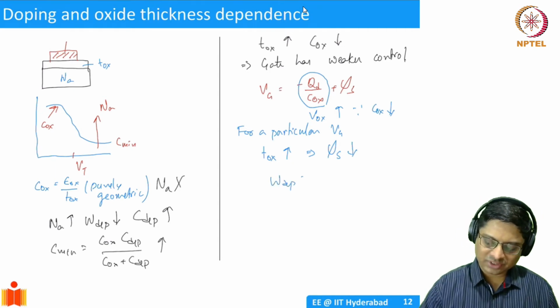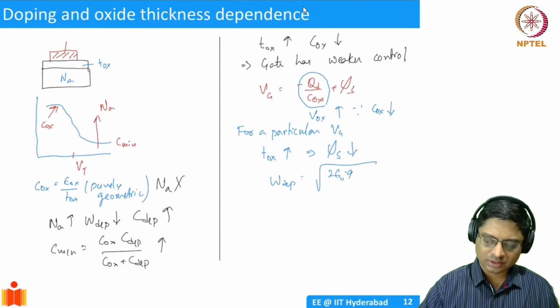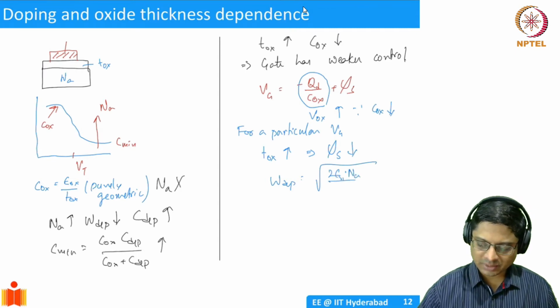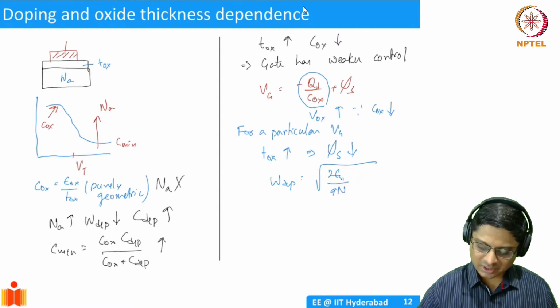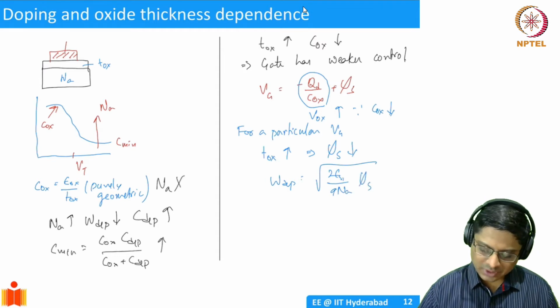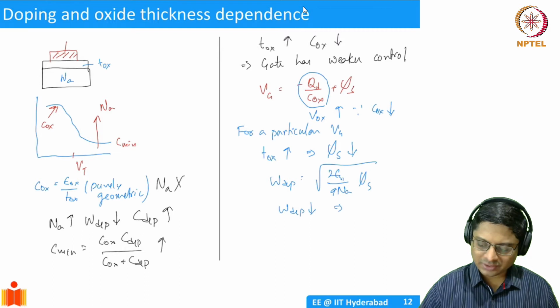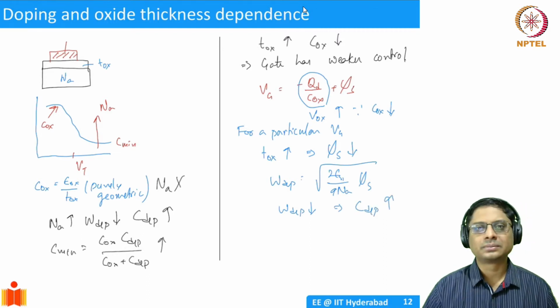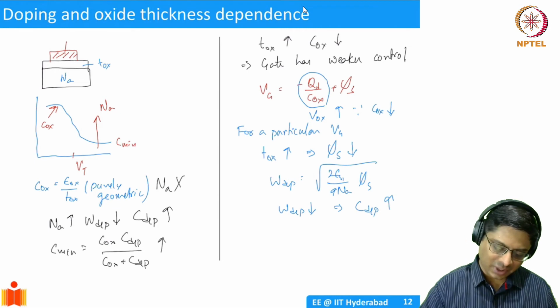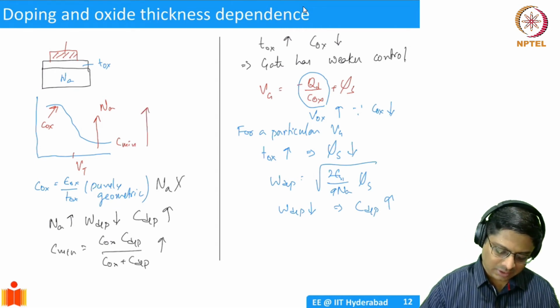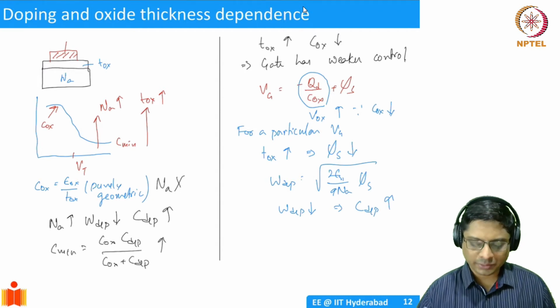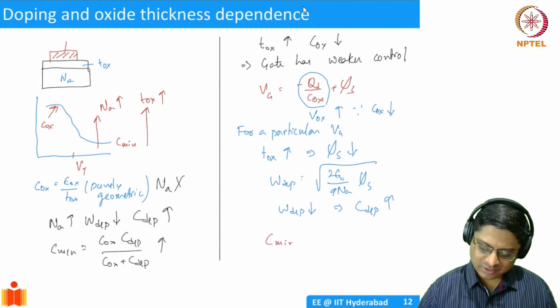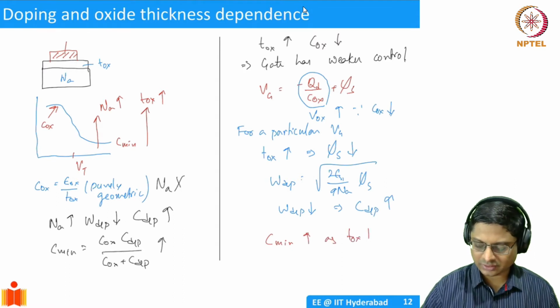So if phi s decreases, what happens to the W depletion? The width of the depletion region is simply the square root of 2 epsilon silicon phi s divided by Q Na. So W depletion reduces, that implies C depletion increases. So again, whether TOX increases or Na increases, in both cases Cmin will increase. This is what we would expect: Cmin increases as TOX increases.